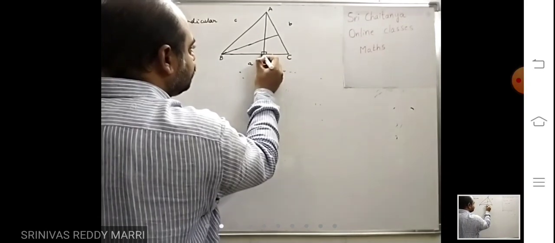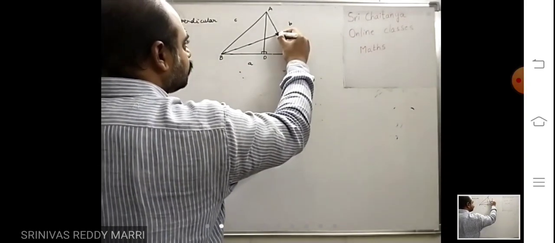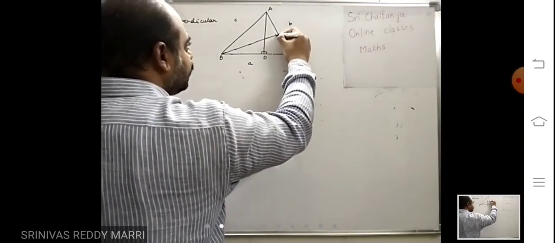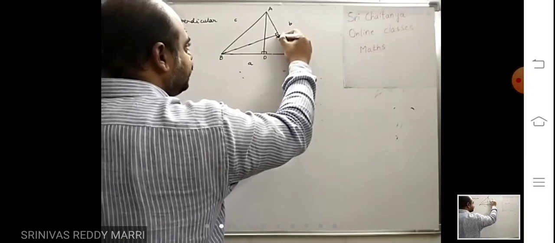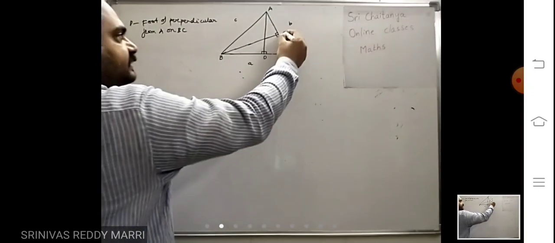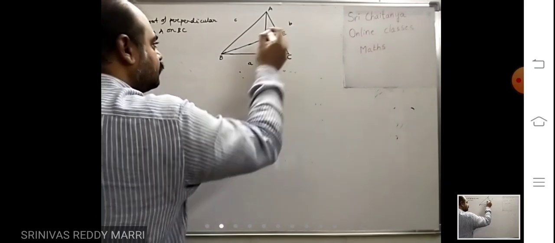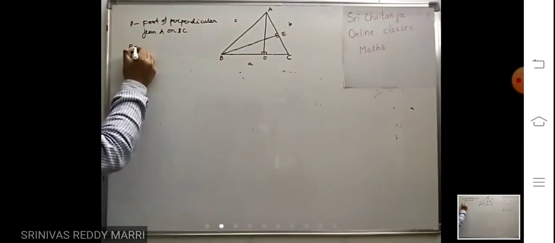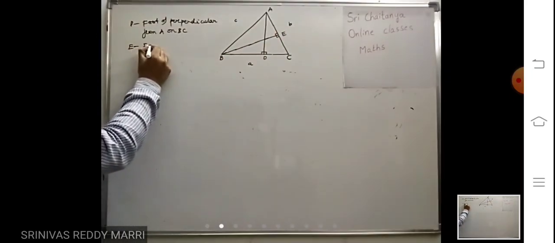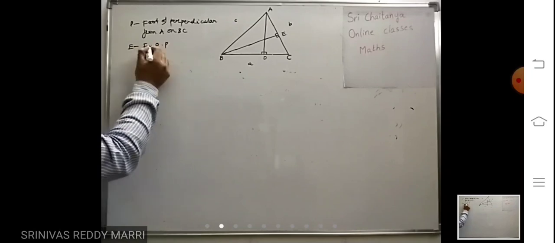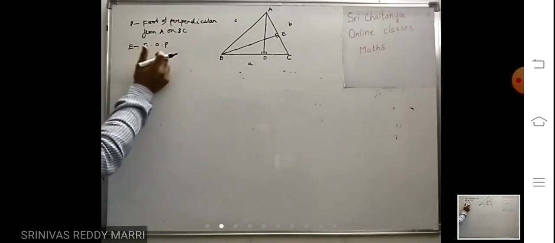So this is 90 degree, right? I am dropping another perpendicular. So this is 90 degree, right? Let us say this is E. This E is foot of perpendicular. Foot of perpendicular, I will write FOP.